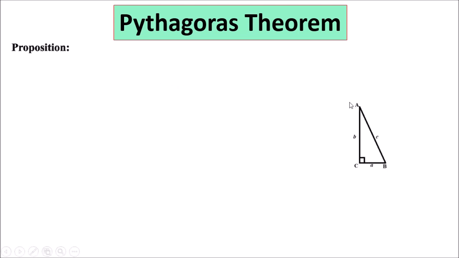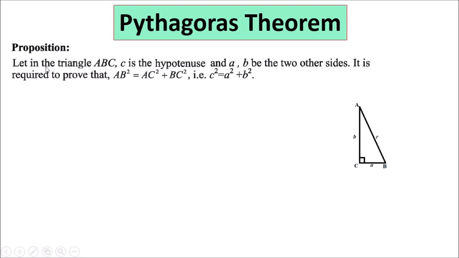Now the proof of Pythagoras theorem. Here is a right angle triangle. I can name it ACB. Let the triangle be ABC, where C is the hypotenuse. In short form, we write the hypotenuse as c, and a and b are the two other sides. It is required to prove that AB square, that means the hypotenuse square, equals AC square plus BC square. That means c square equals a square plus b square. Is that clear to you? This is called the proposition.